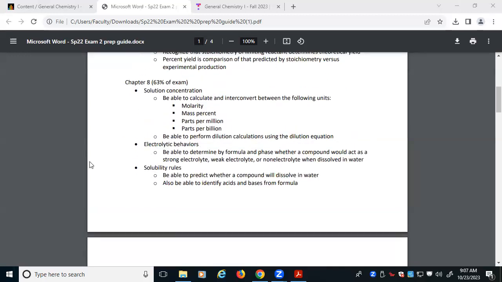Out of module 5, you need to know the basic parts of concentration. So you need to know what molarity and mass percent are. There won't be any questions on here about parts per million or parts per billion, so you don't have to worry about that. You also don't have to worry about being able to convert between molarity and mass percent. That's not something that we talked about either.